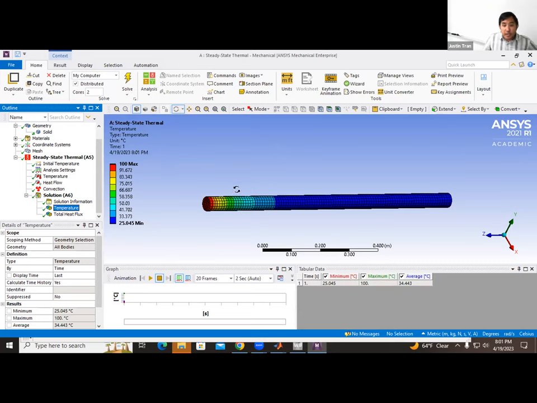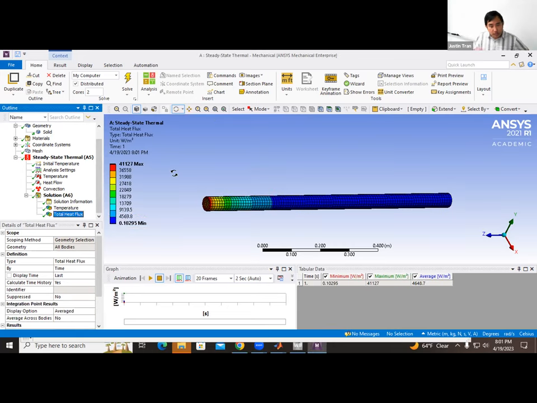And so by increasing the convection coefficient to 50, you can see here that we have a lot more heat loss. And so if you look at the minimum temperature here, it's a lot lower than it was before. So it goes down to almost the temperature of the fluid here, which is 25, okay? And if you look at the total heat flux, we see a similar pattern where the heat flux is much more enhanced on the left side because of the enhanced convection coefficient.